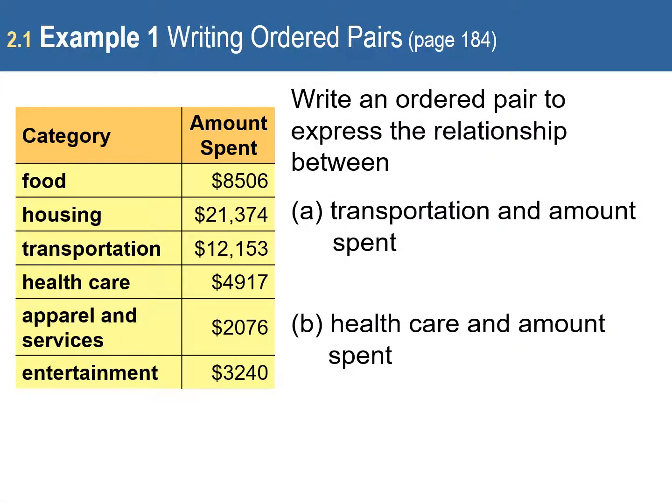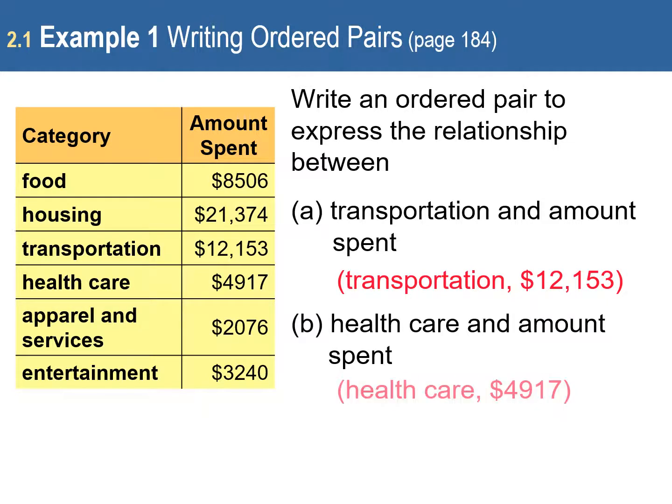So suppose I want to write an ordered pair that expresses a relationship between the transportation and the amount spent. Then the transportation is my first term, and the amount spent is $12,153. What if I want an ordered pair that relates the health care and the amount spent? That's health care, comma, 4,917.